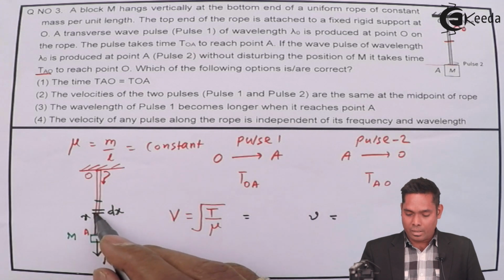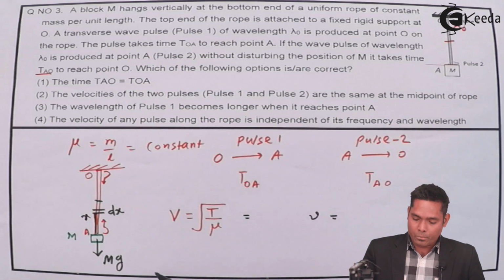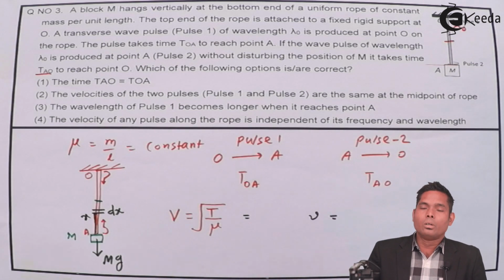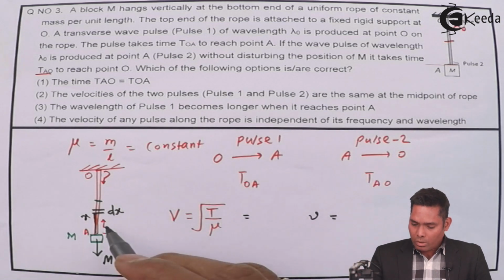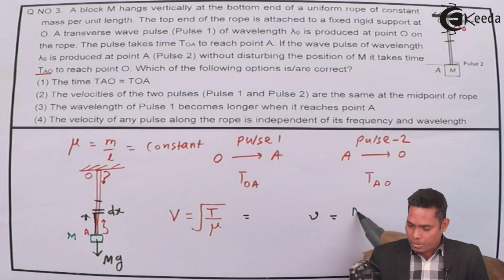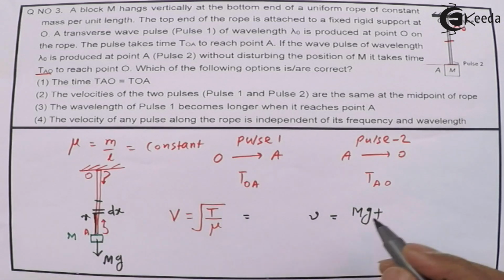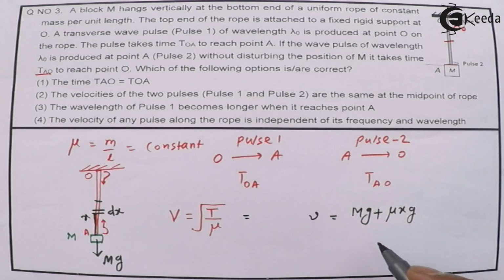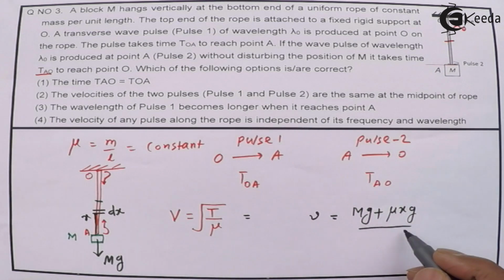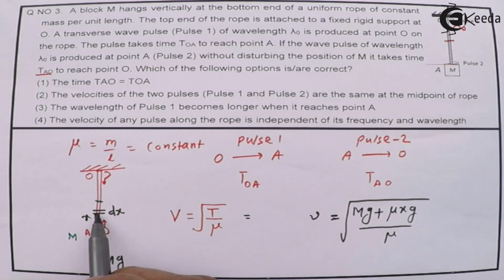This length x is lying below this displacement, this rope dx. So therefore this length x will also contribute to the tension. So I will write that tension will be the sum of the weight of this one and the weight of this length of the rope, that is mu x into g. The velocity is the square root of tension divided by mu. This is the expression for velocity in between these 2 points in the displacement of dx.